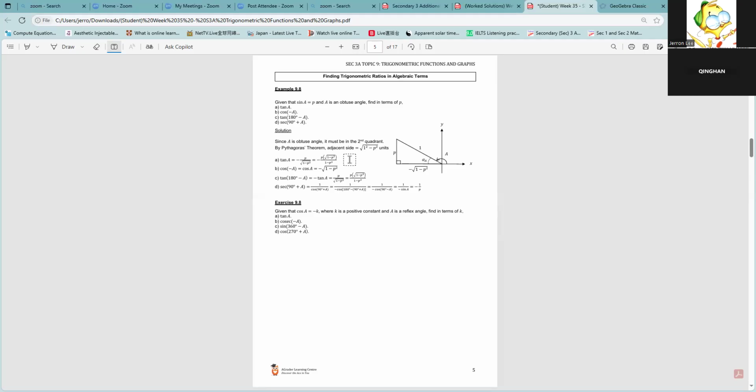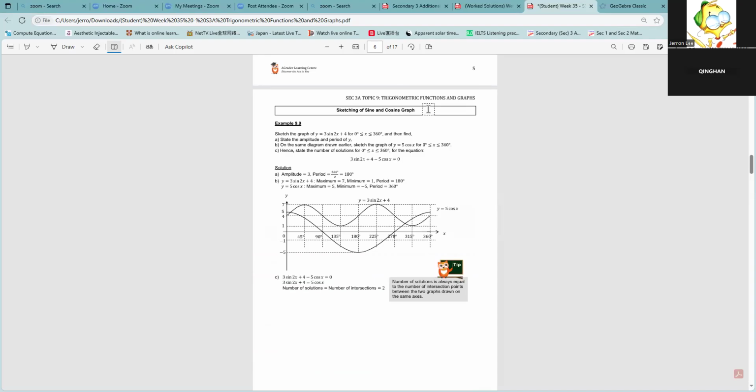This is actually very simple. You try on your own, right? If you don't know, you just send me and ask me, okay? What I want to do today is to demonstrate the sketching, okay? That's why over here I want to demonstrate to you how we sketch this, okay?